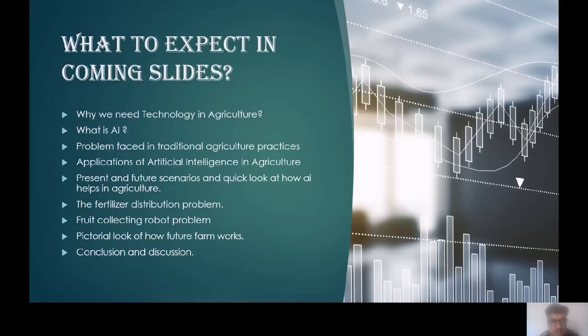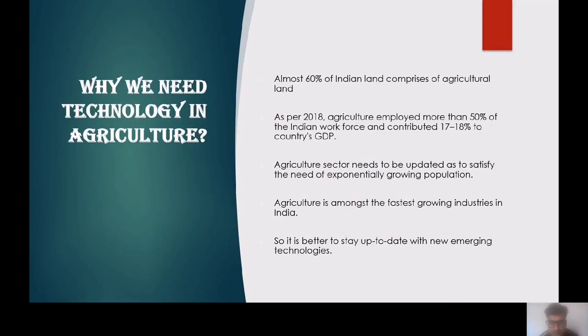applications of artificial intelligence in agriculture, present and future scenarios, and a quick look at how artificial intelligence helps in agriculture. Then we will look at two problems, the fertilizer distribution problem and the fruit collecting robot problem. Then we have a pictorial look at how the future farm works, and then we will move on to the conclusion and discussion part.